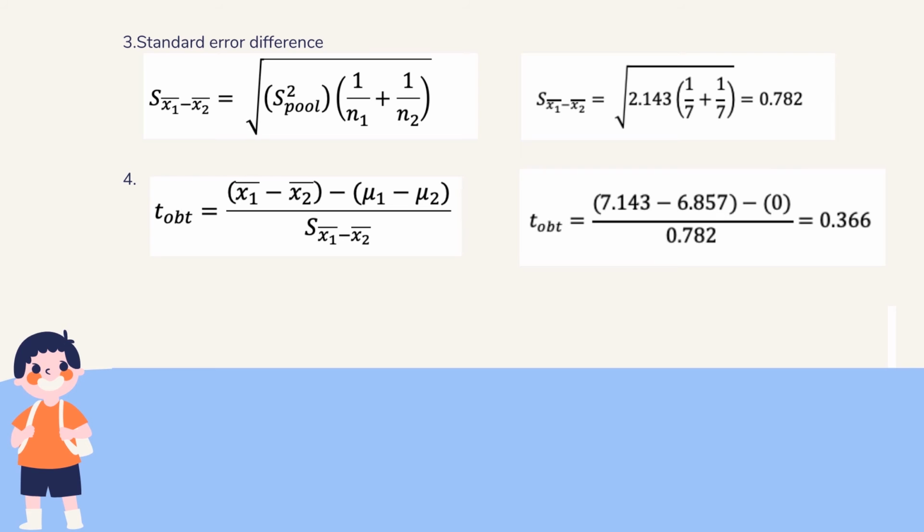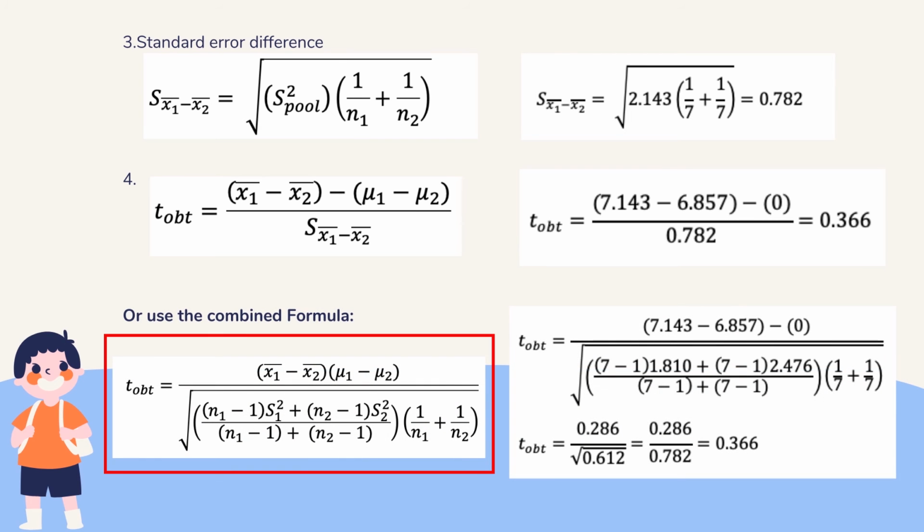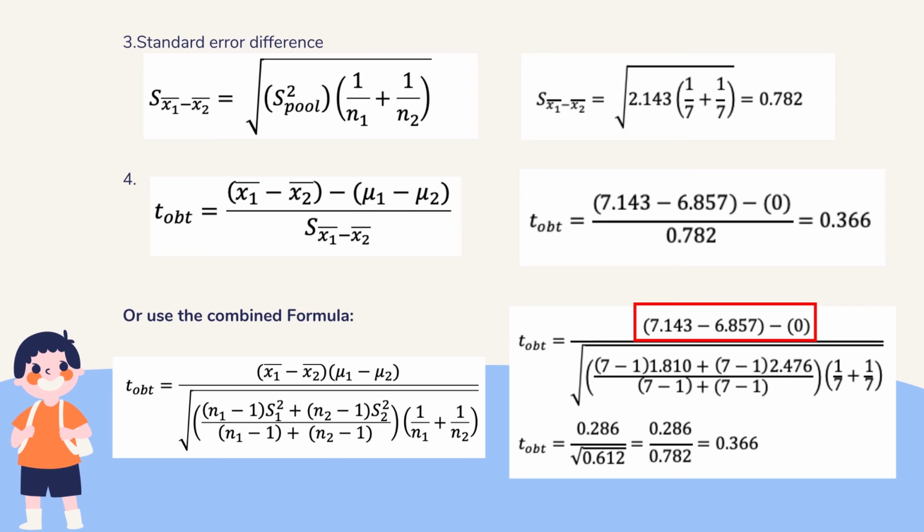Since no population mean is given in our problem, it becomes 0. Then you may equate the following. Using an advanced calculator, you may use this combined formula instead. The combined formula is the difference of mean 1 and mean 2 subtracted by the difference of population mean 1 and population mean 2, over the formula of the standard error difference. It will bear the same result.